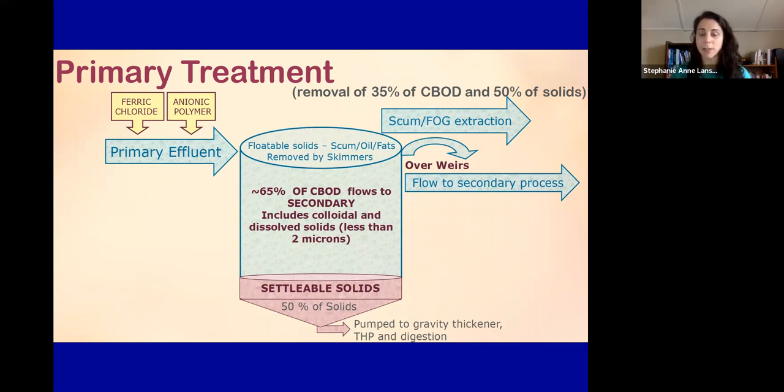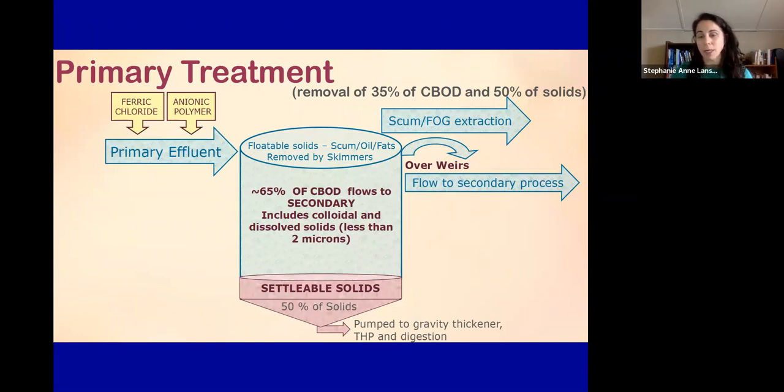So about 50% of the solids are going to settle out in the primary treatment. And about 35% of our carbonaceous biochemical oxygen demand, our carbonaceous BOD, is going to be removed through this primary treatment and the settling of solids. So the removal is really just settling out the solids. We're not actually doing a lot of biological treatment here.